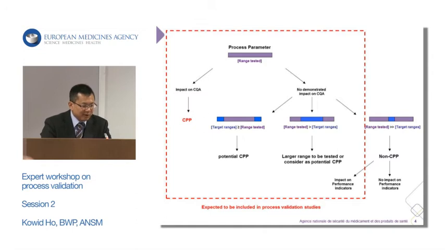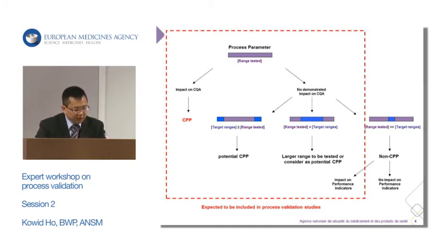The most tricky part is actually the other ones, or the ones that are demonstrated to not have any impact on CQAs for the given range that has been tested. And actually, the difficulty here is to draw the line of what should be included in the process validation studies or not. So depending on what are the ranges that have been tested and what are the target ranges you will be performing in routine production, well, you may actually lead to different outcomes.